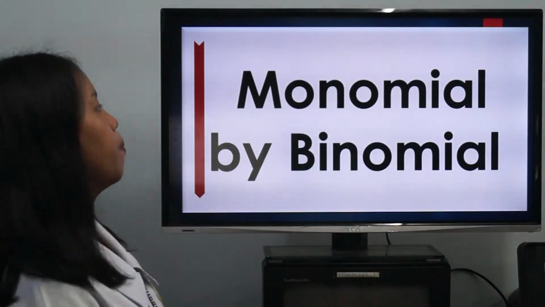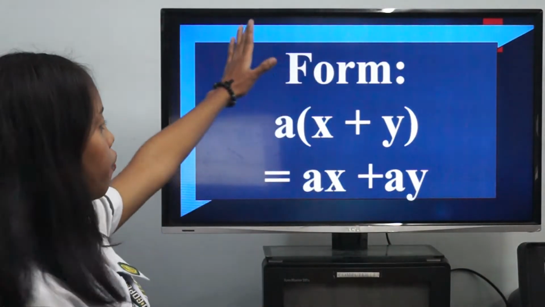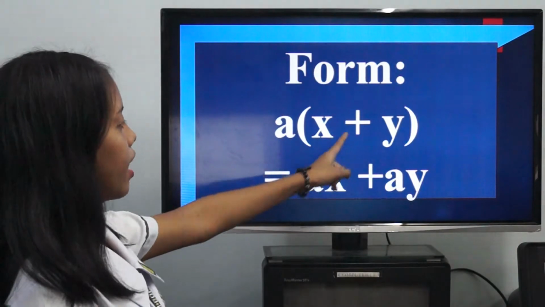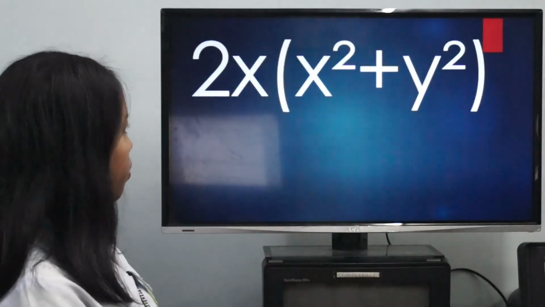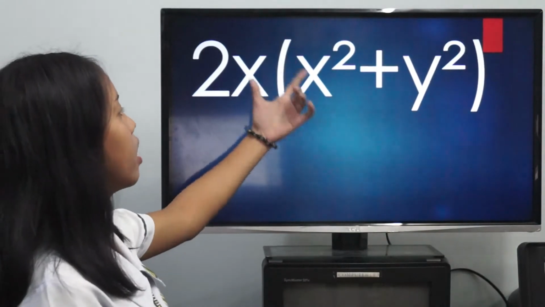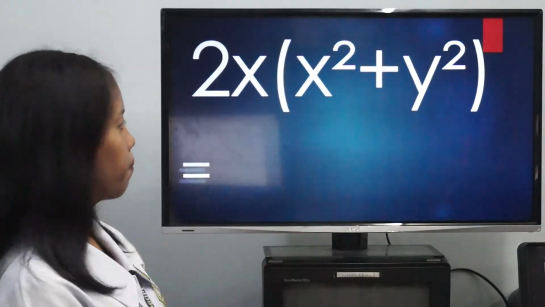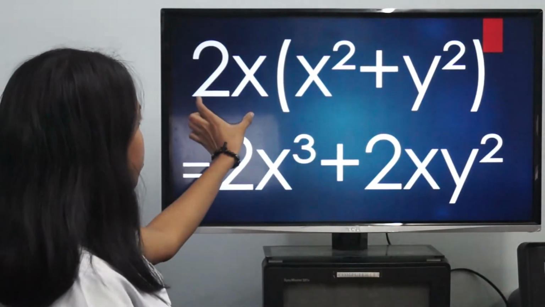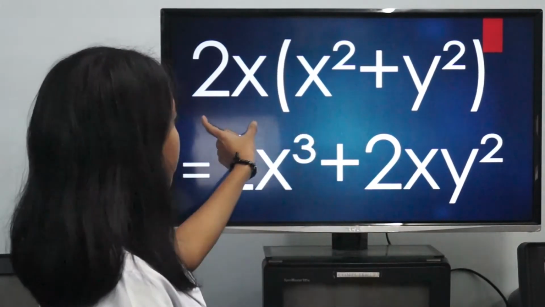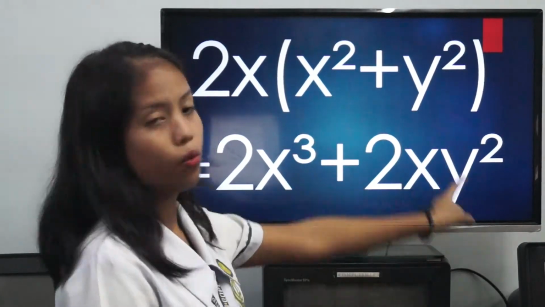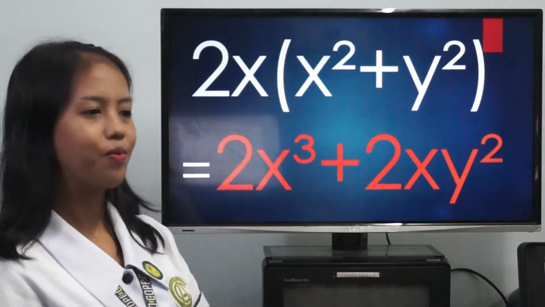Let's go to monomial by binomial. For this one, we use the form a times the quantity x plus y. This is equal to ax plus ay. For example, we have 2x times the quantity 2x squared plus y squared. This is equal to 2x times 2x squared, which is 4x cubed, plus 2x times y squared, which is equal to 2xy squared. And that's now the final answer.